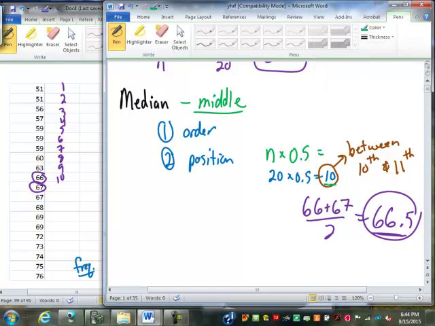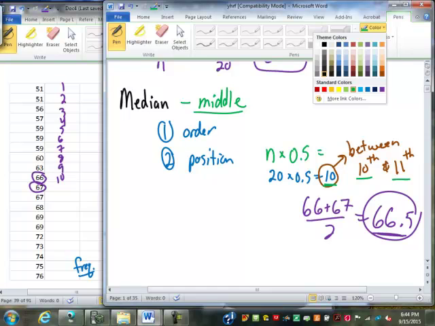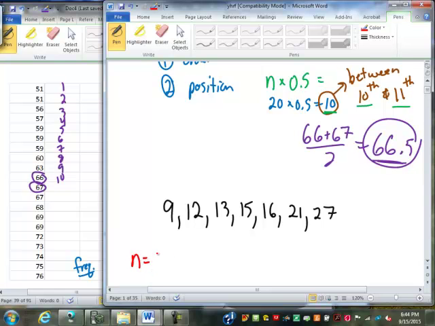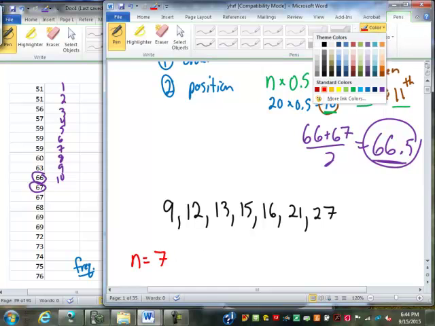Now I said that if this came out to be a whole number, it was between that position and the next one. What if it wasn't a whole number? So I'm going to put up a different set of data here quick. And for the sake of time, I'm just going to make a really small set, and I'm going to put them in order to begin with. So let's say I have 9, 12, 13, 15, 16, 21, and 27. For this set of data, what does n equal? 7. Very good. They're already in order, so that part is done.